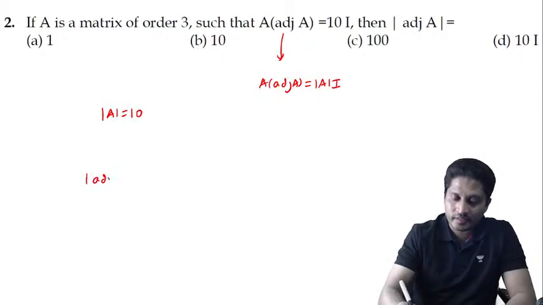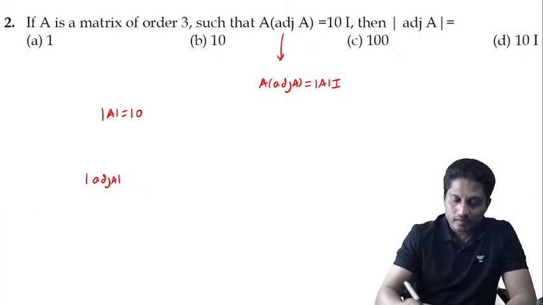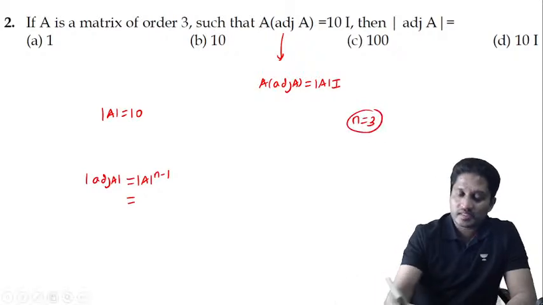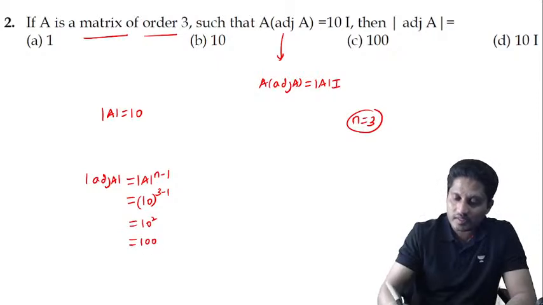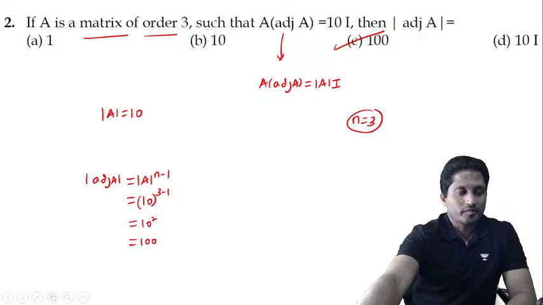Determinant of adjoint A is equal to determinant A power n minus 1, where n stands for the order of the matrix. n is equal to 3, it's already given that it's a matrix of order 3. So 10 to the power of 3 minus 1, which is 10 square, which is equal to 100. Answer is option C. Let's move to the next question.